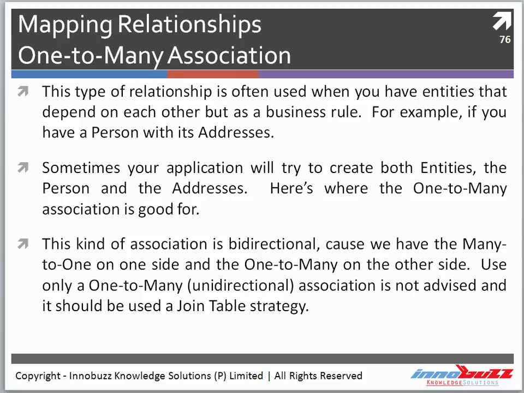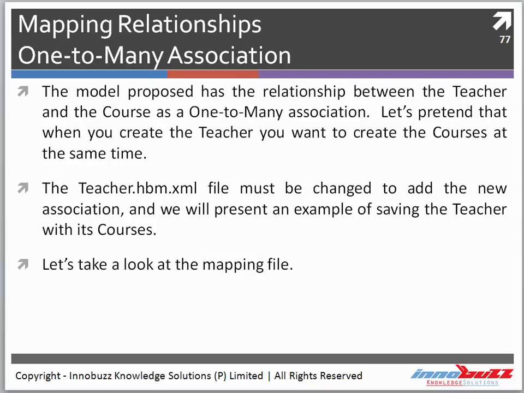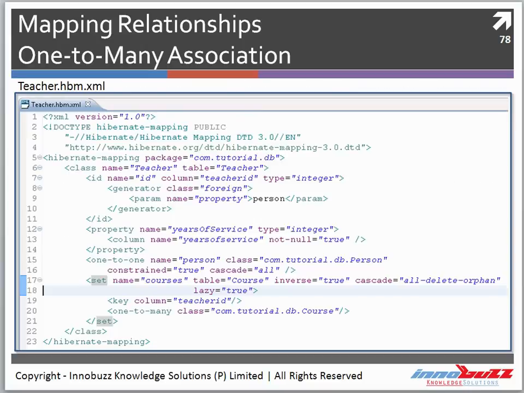In order to give an example of this association, let's pretend that when you create a teacher, you will be creating the courses at the same time. So, the teacher HBM XML file should be changed. Let's take a look. Here's the teacher HBM XML mapping file. It's the same as before, but at the end we have the one-to-many association.